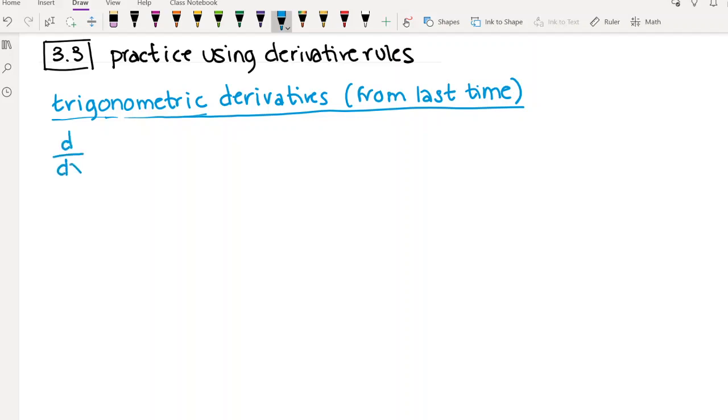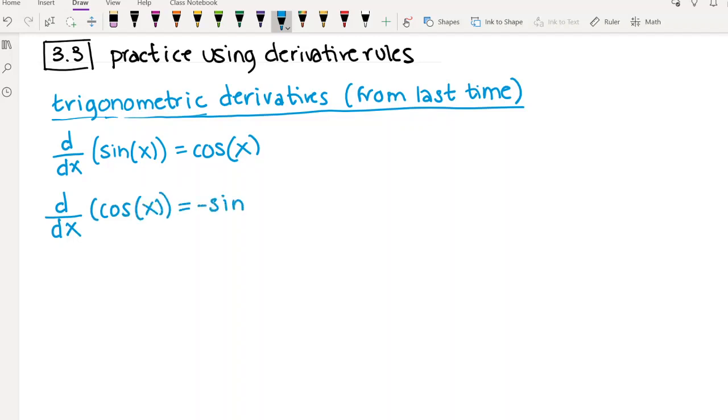Based on yesterday's video, we saw that the derivative of sine of x is cosine of x. We saw that the derivative of cosine of x is negative sine of x. And then we used the quotient rule together with knowing the derivatives of sine and cosine. Because tangent can be written as sine over cosine, we could use the quotient rule to figure out the derivative for tangent. After doing some simplification, we found that it was secant squared of x.